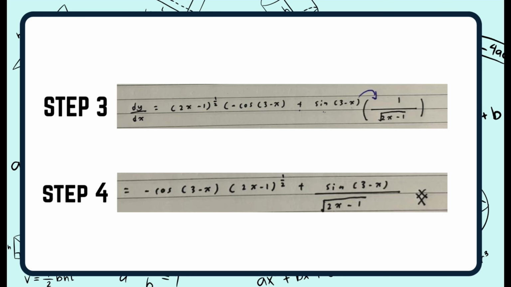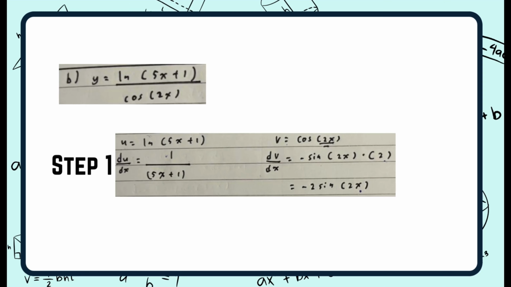For step 4, our final answer equals negative cosine 3 minus x times (2x minus 1) to the power of 1 over 2 plus sine 3 minus x times 1 over square root of 2x minus 1. Here we can bring it to the upper side, whereby we get sine 3 minus x over square root of 2x minus 1.